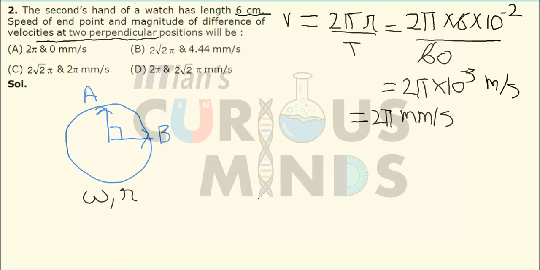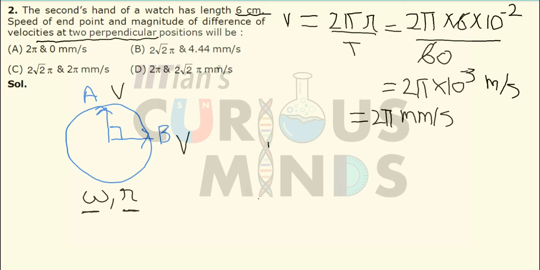For a seconds hand, for the first revolution if it takes 60 seconds, for the second revolution also it will take 60 seconds. So it doesn't matter at what position the hand is situated, the time period will remain same, that is omega will remain same, and the radius or the length of the seconds hand will remain same. So whatever is the magnitude of the velocity over here, the same magnitude will be over here, that is it will be equal to 2 pi at both the positions. But the direction of the velocity will be different.